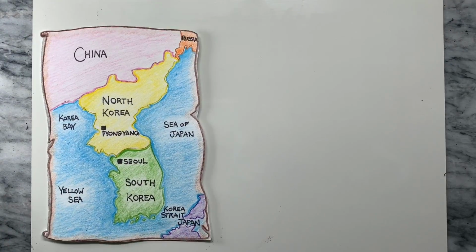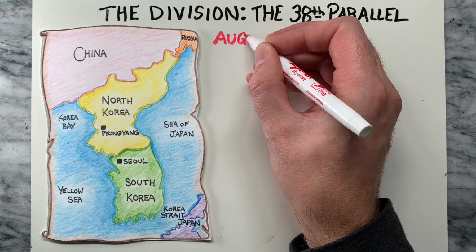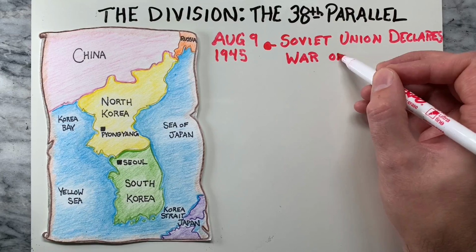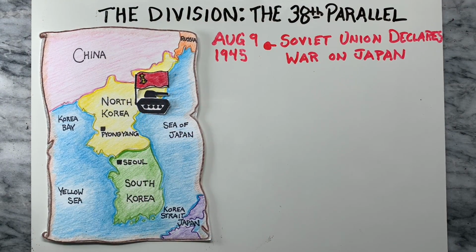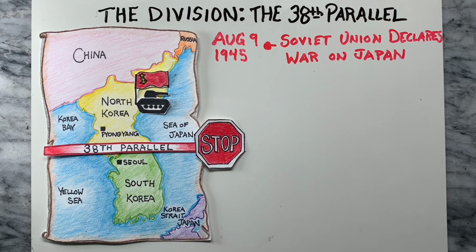So why did the split of the Korean Peninsula happen? On August 9, 1945, as agreed by the Allies at the Yalta Conference, the Soviet Union declared war on Japan and advanced into Korea. The US government requested that the Soviet advance stop at the 38th parallel. The US forces were to occupy the area south of the 38th parallel, including the capital Seoul.